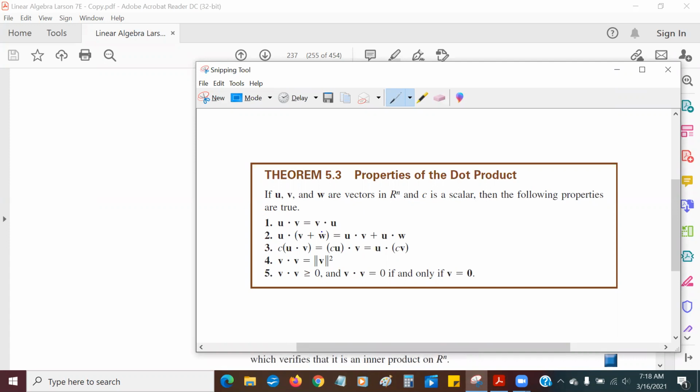u dot v is equal to v dot u, something we showed already with dot products. u dot (v plus w) equals u dot v plus u dot w. c times (u dot v) is equal to cu dot v. It's also equal to u dot cv. We're not even asking for that much. v dot v is the magnitude squared, so since it's a square, it's definitely greater than or equal to 0. And v dot v is always going to be greater than or equal to 0. And v dot v is 0 if and only if v is the 0 vector.